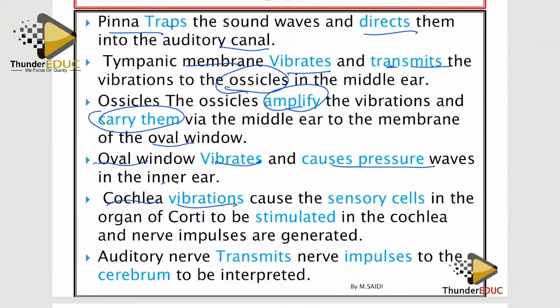The vibration in the cochlea will cause the sensory cells in the organ of Corti to be stimulated. And then the nerve impulse is generated, meaning that the stimulus in the cochlea is converted into a nerve impulse. Then the auditory nerve will transmit this nerve impulse to the cerebrum for interpretation. That's the hearing. 6 marks, you must know them before you approach your exam.